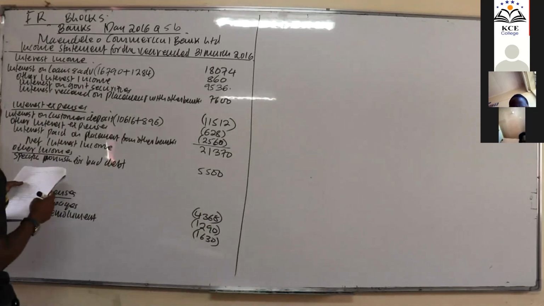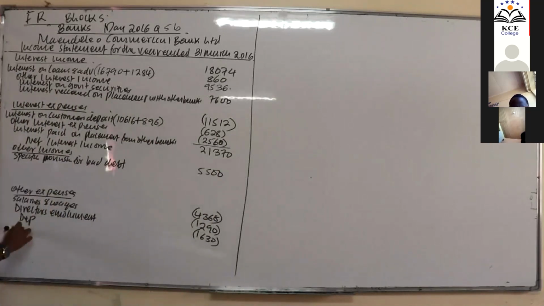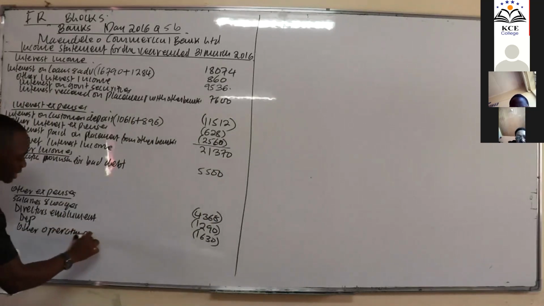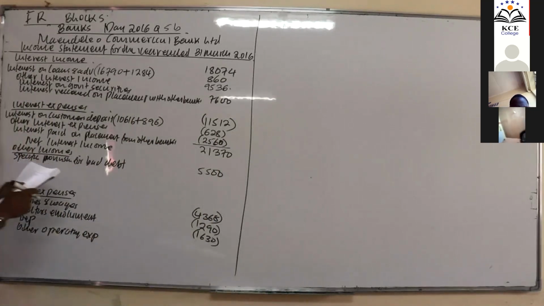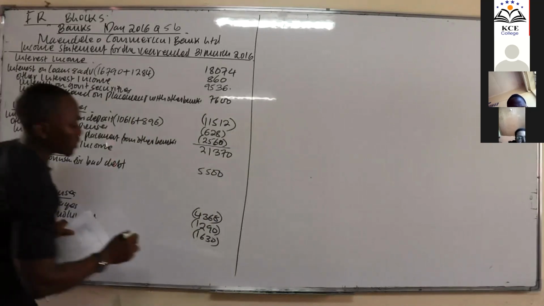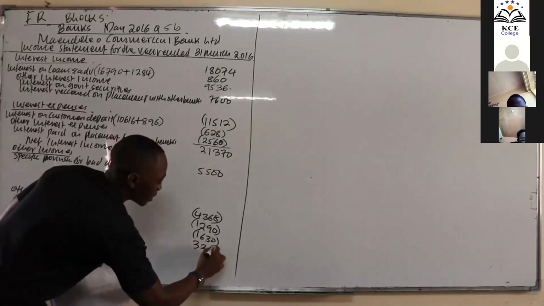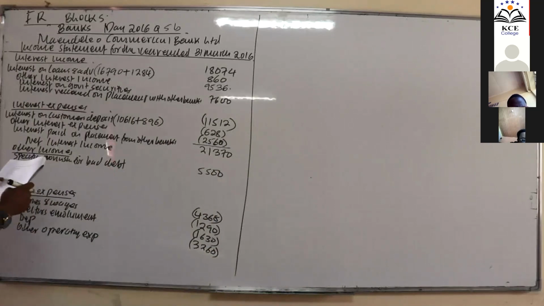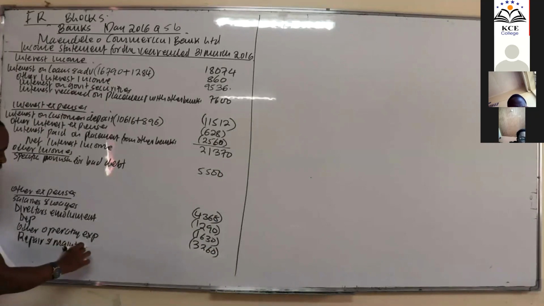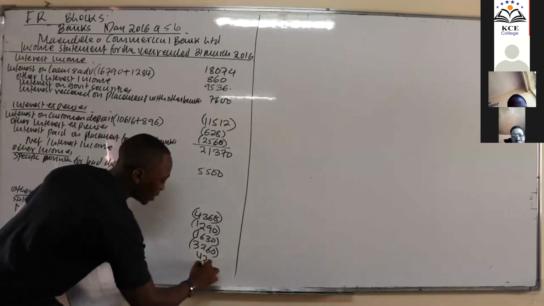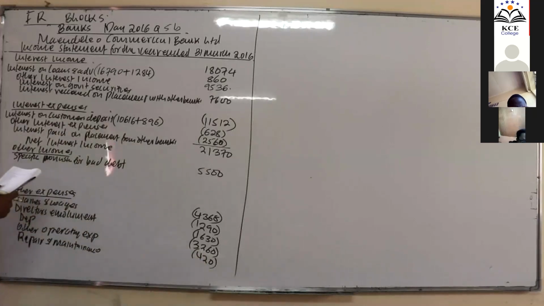Then we have other operating expenses, amount of 260. Repair and maintenance, amount of 420. Printing and stationery.